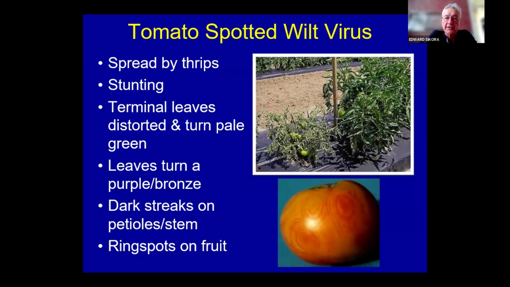They do cause stunting, as you can see in that upper picture to the right from Geneva County. The terminal leaves will be distorted and turn pale green. The leaves turn brown or purple browns. I'll show you pictures of this. Bottom one, there's ring spots on fruit, which always get people excited when they see this. Still makes me smile as a plant pathologist, but I'm sure as a grower, you would be happy to have that.